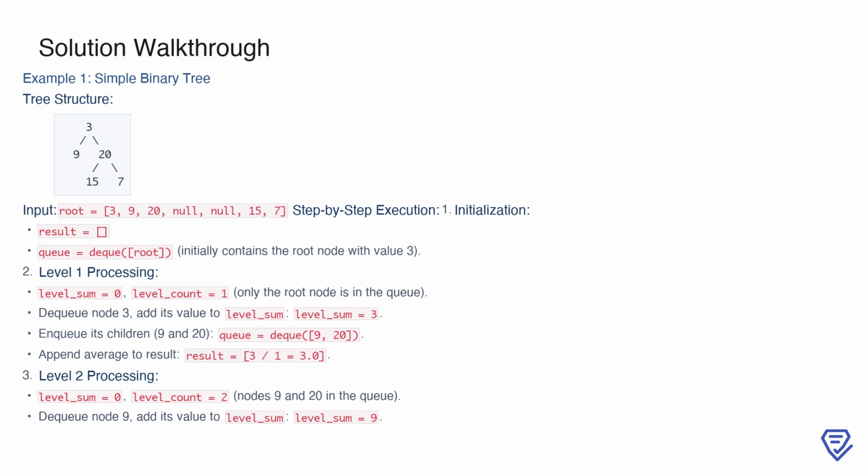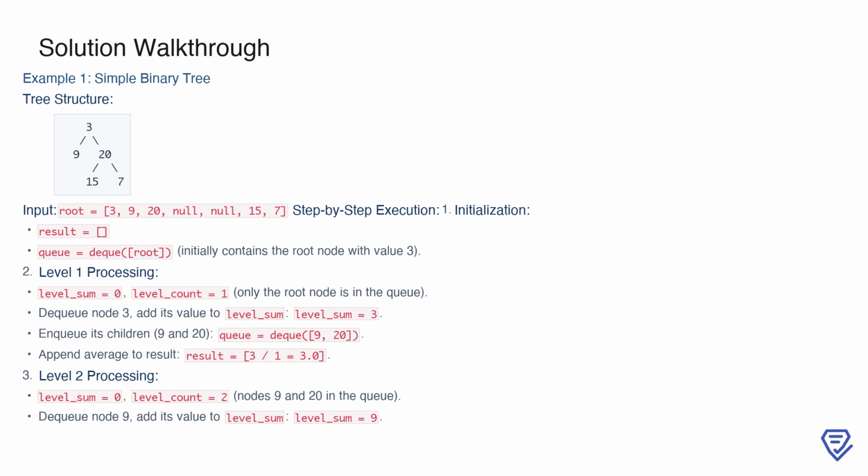In level 1, the queue contains just the root node with value 3. We calculate the sum for this level, which is simply 3, as it's the only node. We then enqueue its children, 9 and 20, and add the calculated average, 3.0, to the result list. Moving to level 2, the queue now contains nodes 9 and 20.